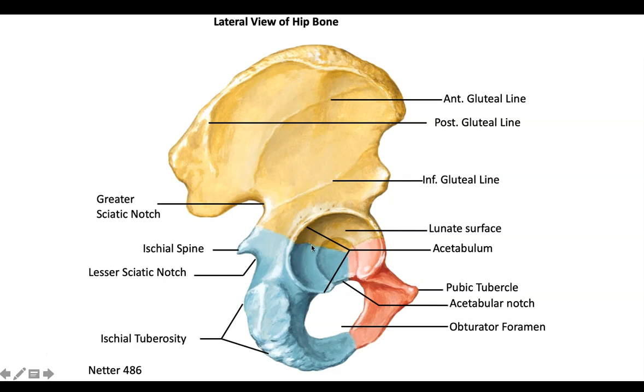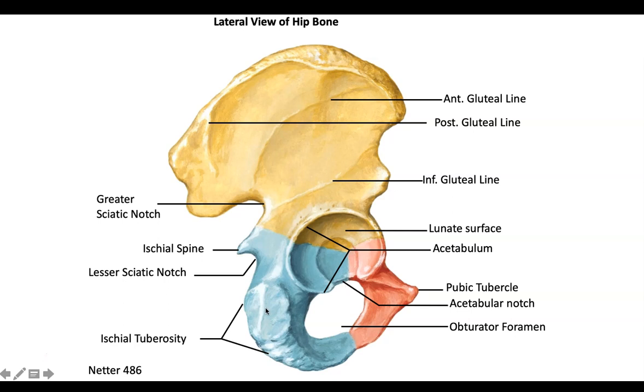The large cup-shaped hollow depression on the posterior lateral aspect of the hip bone is called the acetabulum. This acetabulum articulates with the head of the femur and forms the hip joint. The acetabulum has a semilunar shaped smooth articular surface which is called the lunate surface. The lunate surface is deficient inferiorly, that is the acetabular notch.